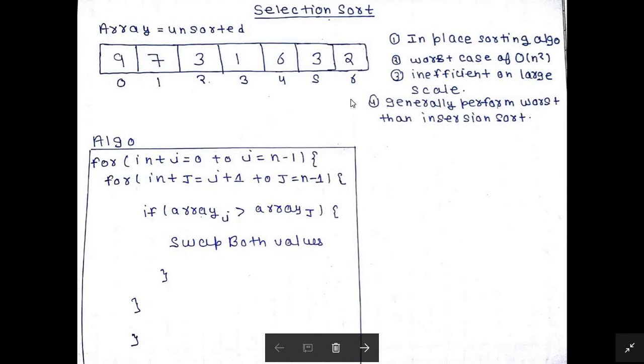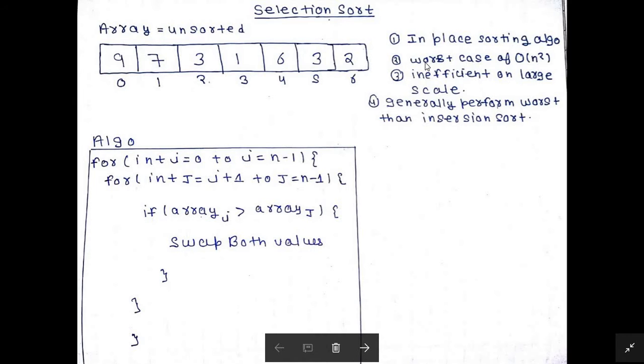Some bullet points about selection sort: it is an in-place sorting algorithm, and what an in-place sorting algorithm means is that while sorting the elements of the array, it doesn't create another array in the memory. So it is pretty space efficient because it doesn't create another array in the memory.